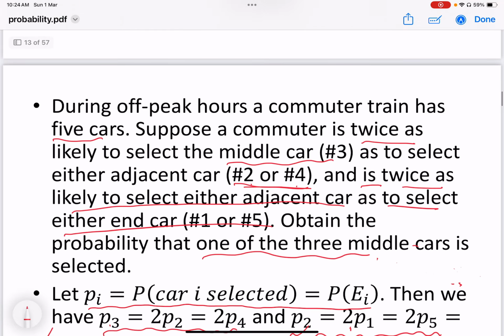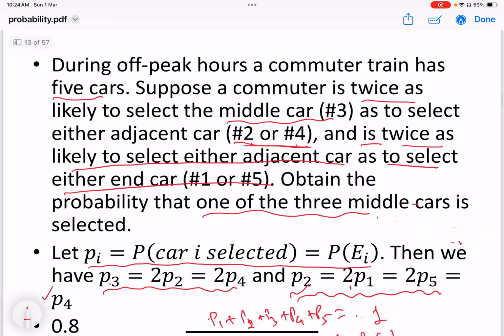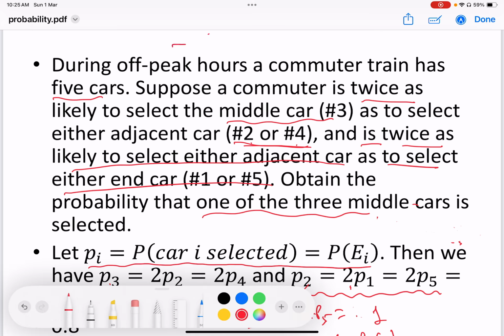Next. During off-peak hours, a commuter train has 5 cars. Suppose a commuter is twice as likely to select the middle car, that is 3. So there are 5 train cars. So one, we call it say P1, P2, P3, P4, P5.